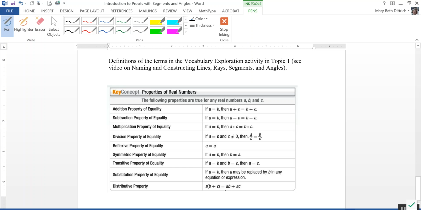So this video took a look at an example of a traditional two-column proof that uses segments and one that uses angles, how we create a column for statements and a column for reasons, and then we went over what some of the reasons that you might be using in these proofs are.